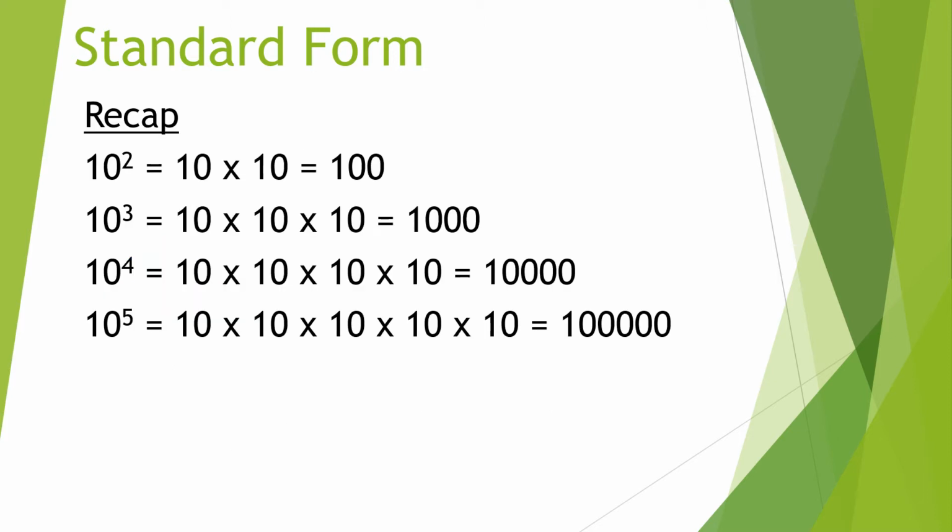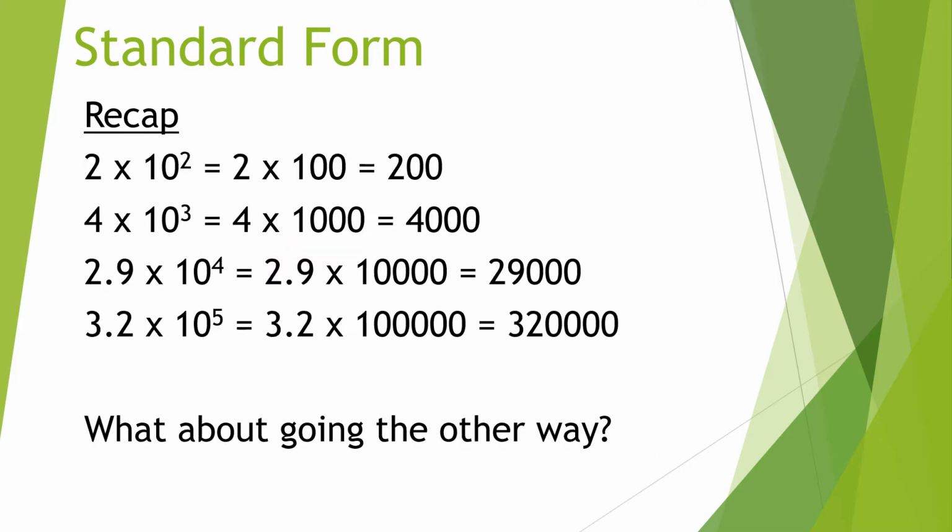Let's do a quick recap on indices then. So we already know that if I've got 10 squared, then that's going to be equal to 10 times 10, which is 100. If I have any number to the power of 3, so 10 to the 3, I multiply it by itself 3 times, and that gives me 10 times 10 times 10, which is 1,000. So 10 to the 4 is 10,000, and 10 to the 5 is 100,000, and so on and so on and so on.